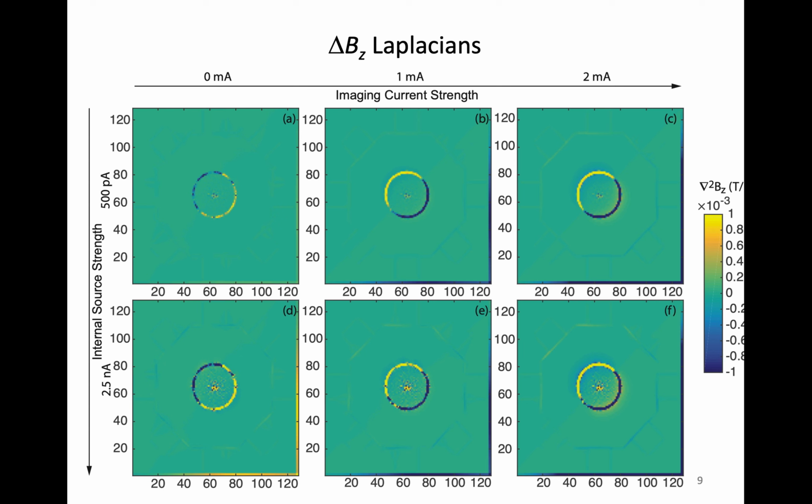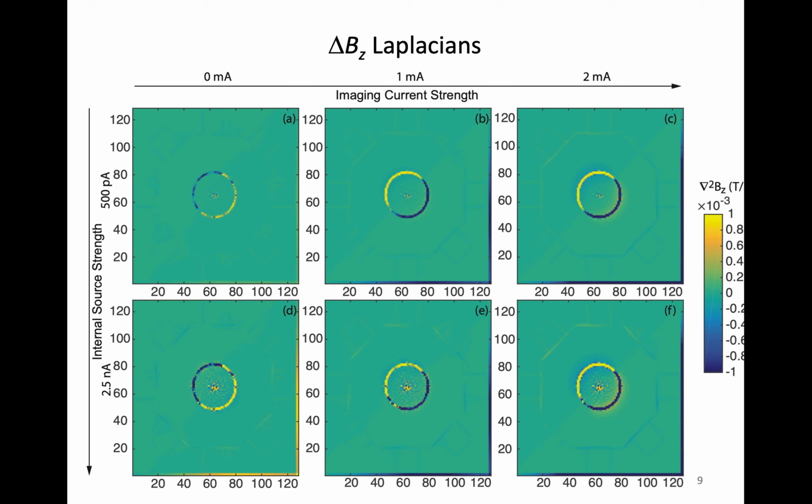Activity locations can be better isolated using the Laplacian of these delta BZ images, which is what is shown in this image. Because the simulated data doesn't include any noise, the images look similar in each case and the imaging current effects are disappearing. The central area is larger at the larger internal source strength.